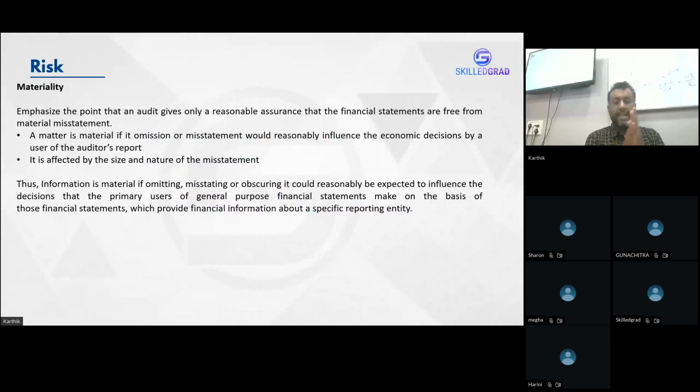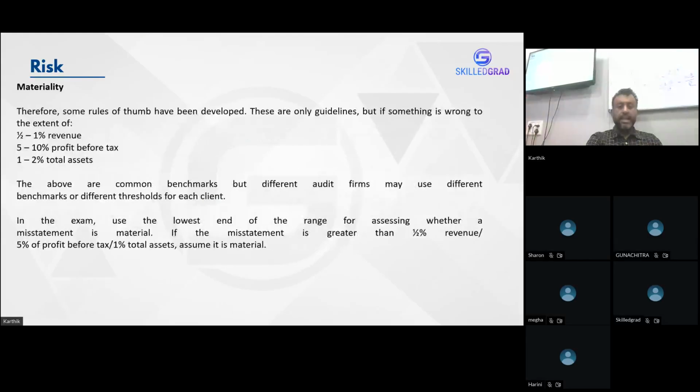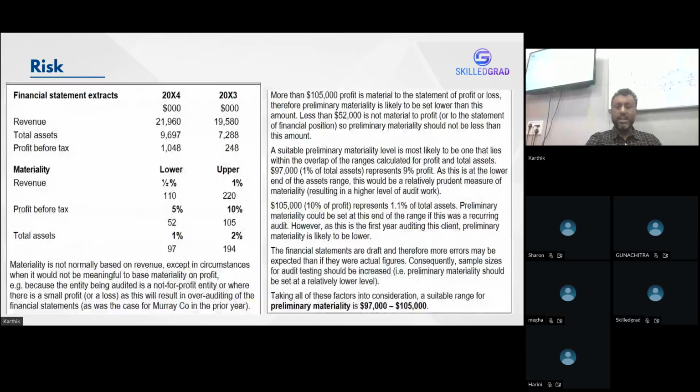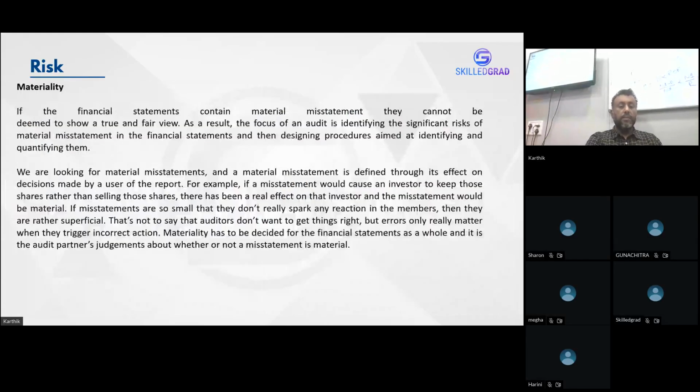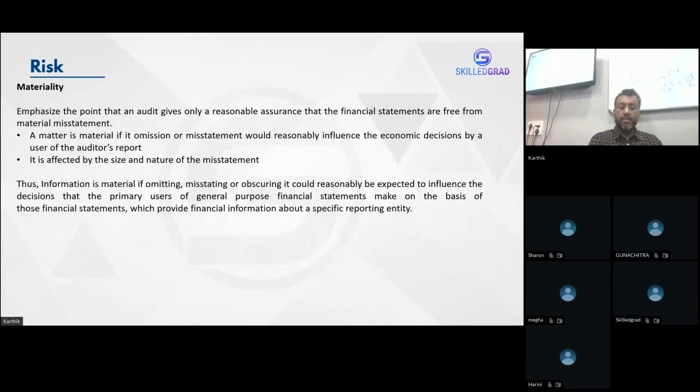Okay. Materiality. Like I said, what is materiality? Materiality emphasizes the point that an audit will give only a reasonable assurance. He'll never give an absolute assurance that the financial statements are free from material misstatement. A matter is material, I told you in English, right? If the economic decision of the user changes because of the 100 crores becoming 90 crores, he'd have sold the share. That's only given in the first line.